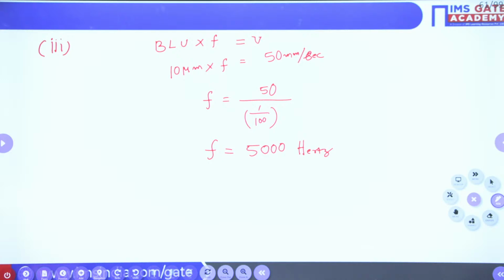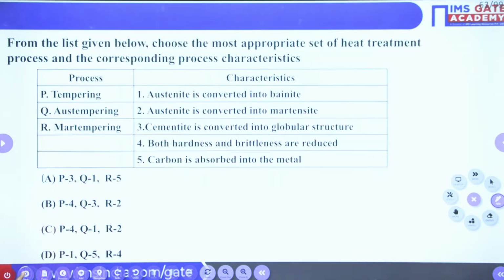Frequency like that we can get. Now let us go for the next question. Have a look at this question, a matching question.